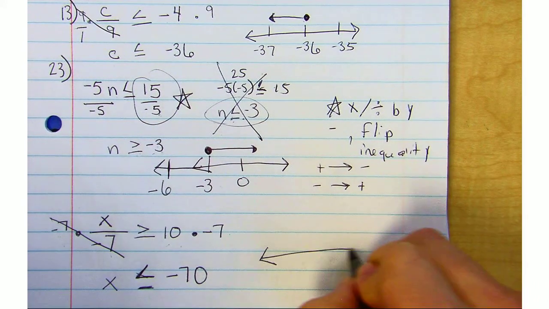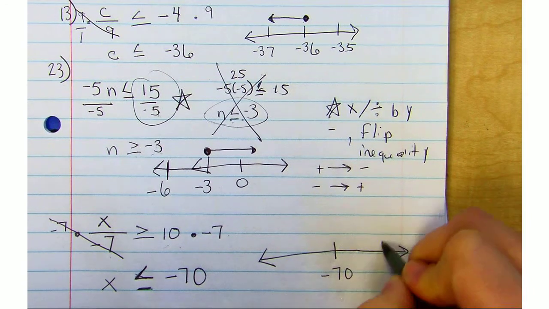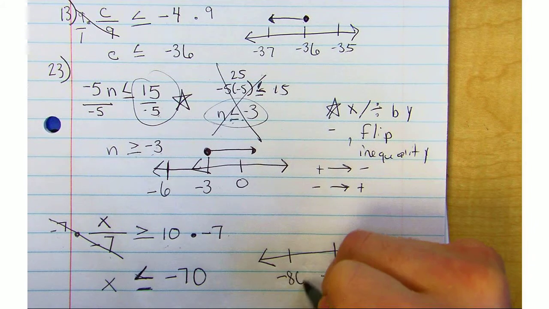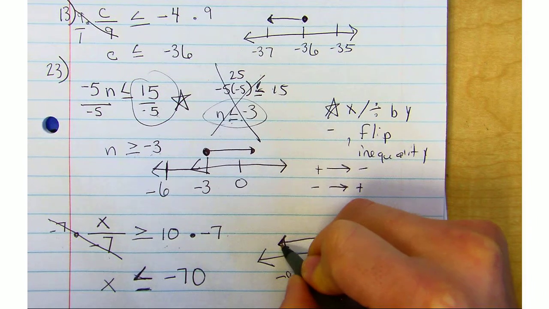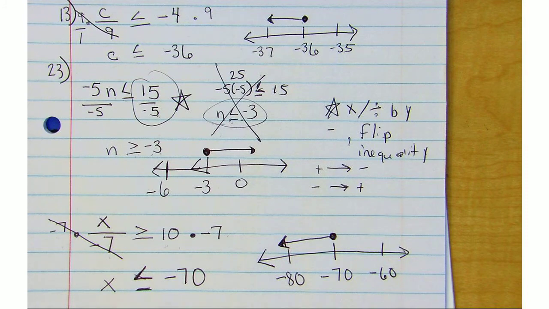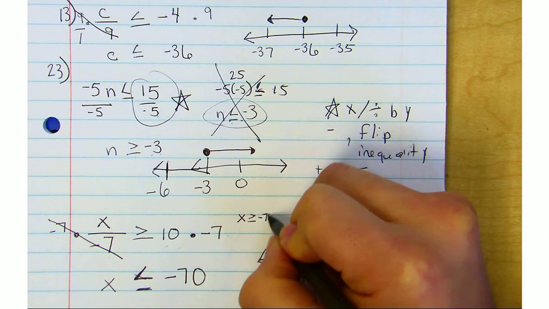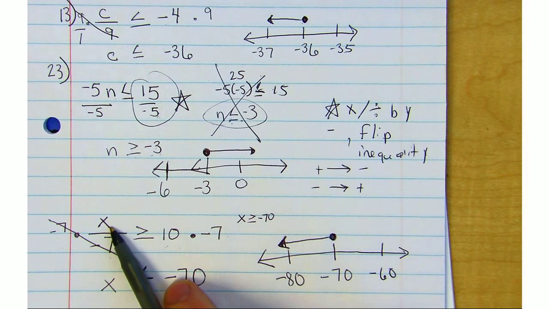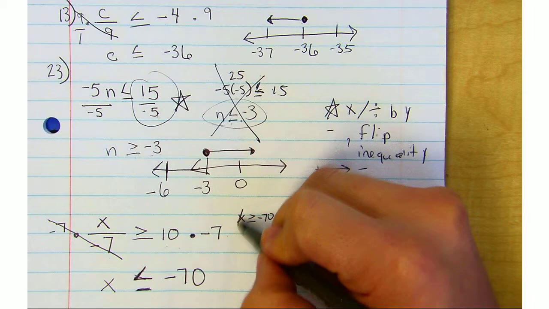And again, I'll show you one more time why the other way wouldn't work. So it has to be less than that. So let's pretend that I didn't flip this around, right? So then I would have x is greater than or equal to negative 70. So I'll put negative 49 in there. Negative 49 divided by negative 7 would be positive 7, which is not greater than or equal to 10. So it wouldn't work if you don't flip it around.